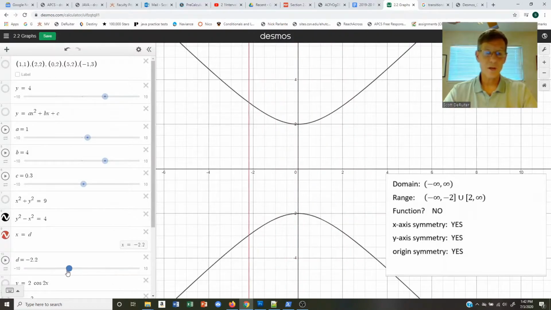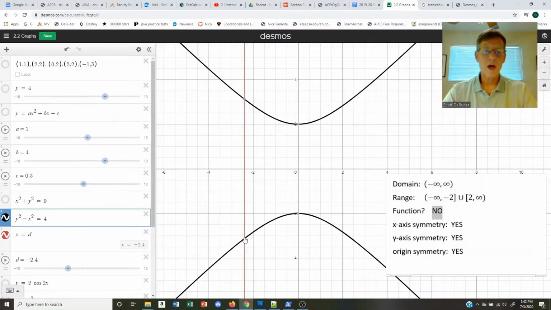The range, I don't get any y values from -2 to 2. It is not a function because it does not pass the vertical line test. So drawing a vertical line there, in any spot, you're going to find that it crosses through 2 points. And it has all types of symmetry. It has mirror image with respect to the x-axis, mirror image with respect to the y-axis. And if you take any point and you reflect it with respect to the origin, that point is also on the curve.